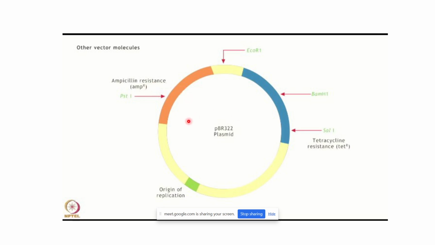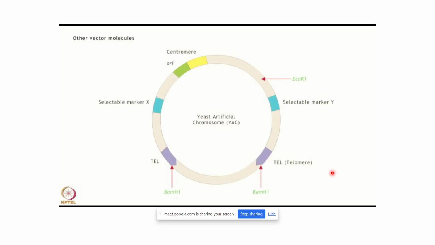So these antibiotic resistance genes are present to help you with the selection process. Similarly, there are restriction sites, which help you engineer, basically to cut and paste. Your gene of interest will also have these specific restriction sites, and it can be cut accordingly, digested, and joined together with the help of DNA ligase.